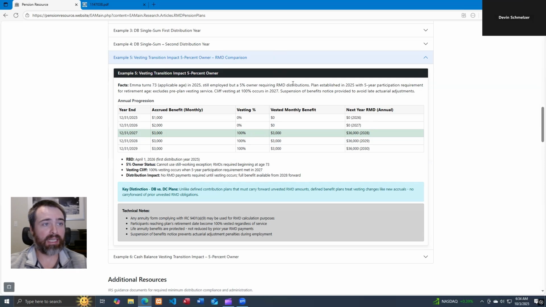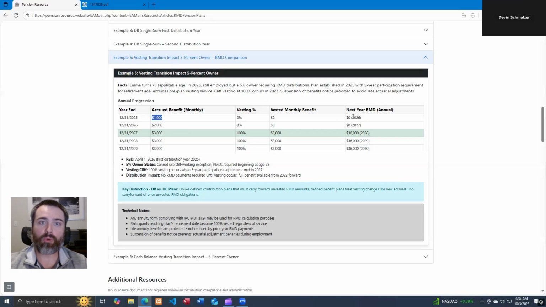So let's take a look at this plan. And this can be a traditional cash balance plan. The same concepts apply. As of the end of 12/31/2025, Emma has $1,000 at 0% vesting. So the vested monthly benefit at the end of the year is 0.